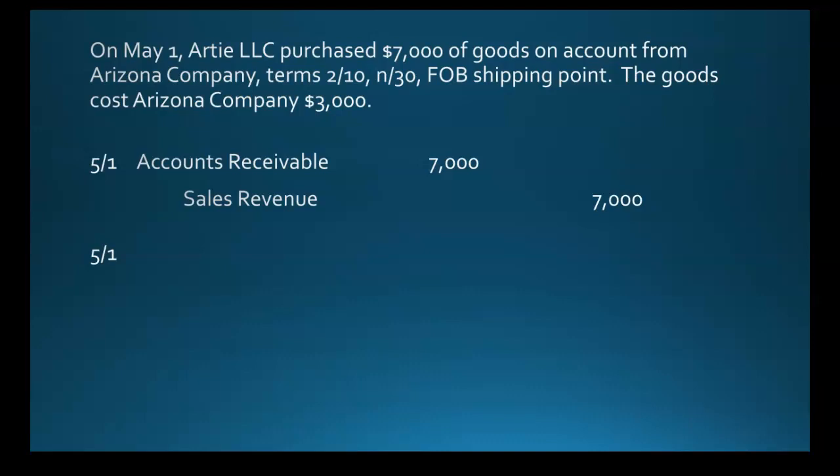Now the second entry is to record the cost of the merchandise sold. So this is where that second sentence comes into play. The goods cost Arizona Company $3,000. So these goods cost us $3,000. So we debit cost of goods sold for $3,000. And we will credit inventory because now we have less inventory. So we credit inventory for $3,000 as well.